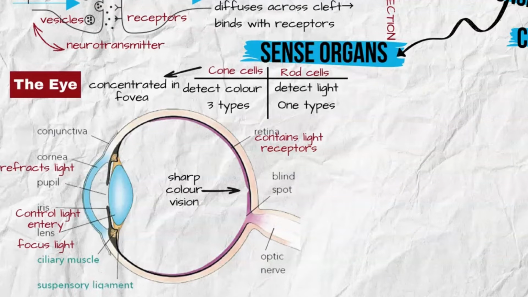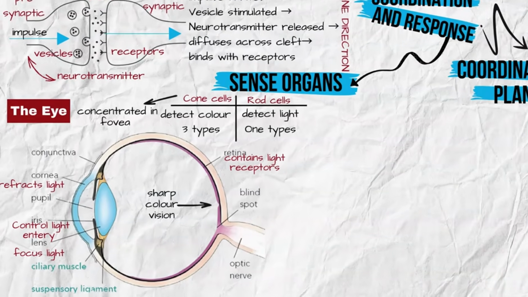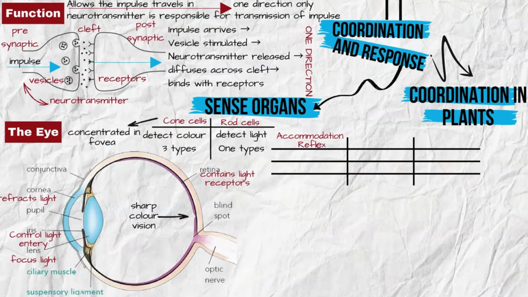Third, a very, very important reflex: accommodation. You must know this by heart. This is a top paper 2 favorite. It's about how the eye focuses on near and far objects by changing the shape of the lens. Let's start with a near object. Ciliary muscles contract. Suspensory ligaments slacken. Lens becomes fat or thick. It bulges. This increases the refractive power to focus the image.